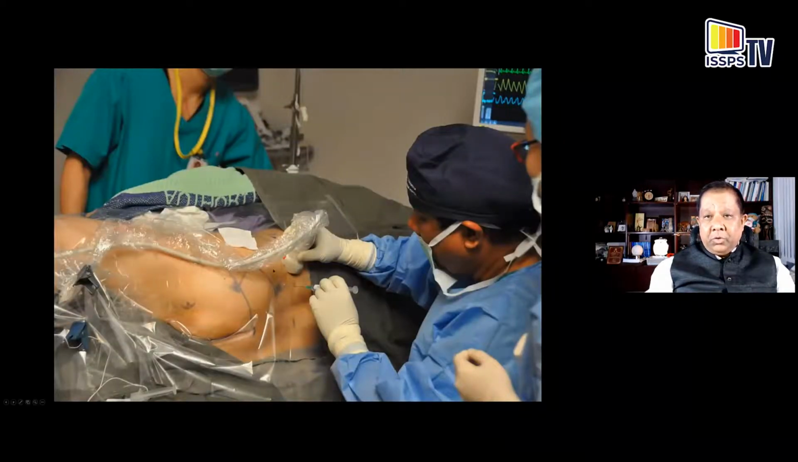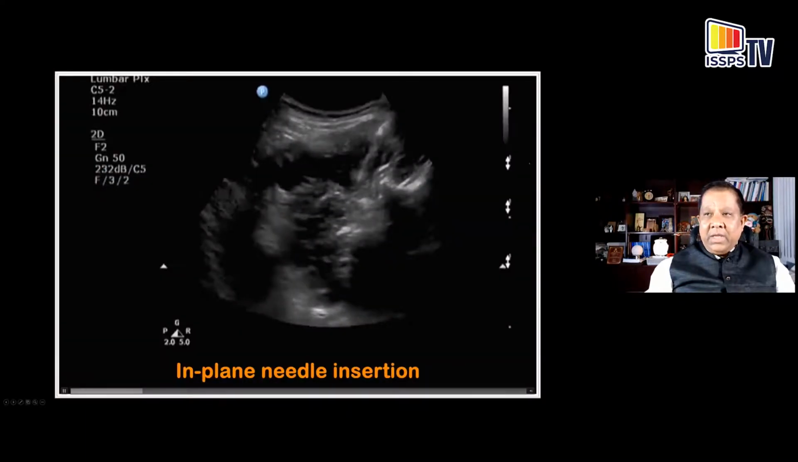This is just to show you that I can be ambidextrous. So you can see here we are doing a right-sided block with the patient, performing an oblique scan. The needle is inserted over there. And you will see in this image that the needle is inserted in plane, aiming for the lumbar plexus within the posterior part of the psoas muscle.